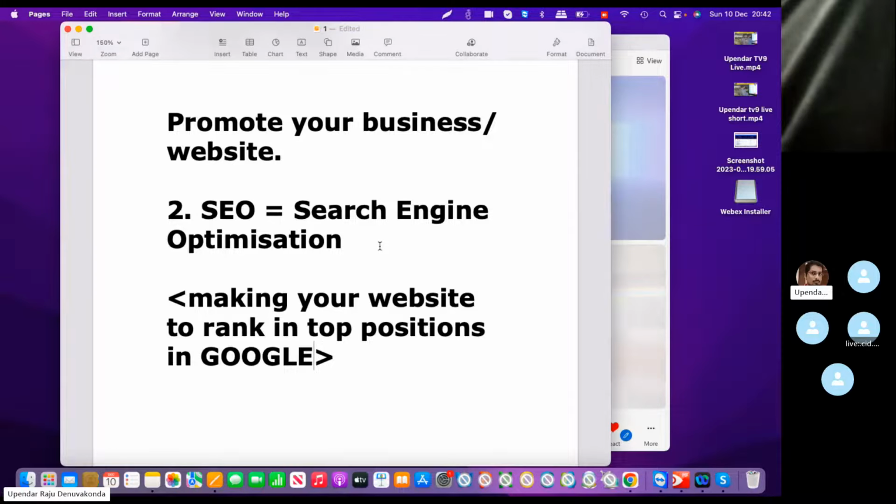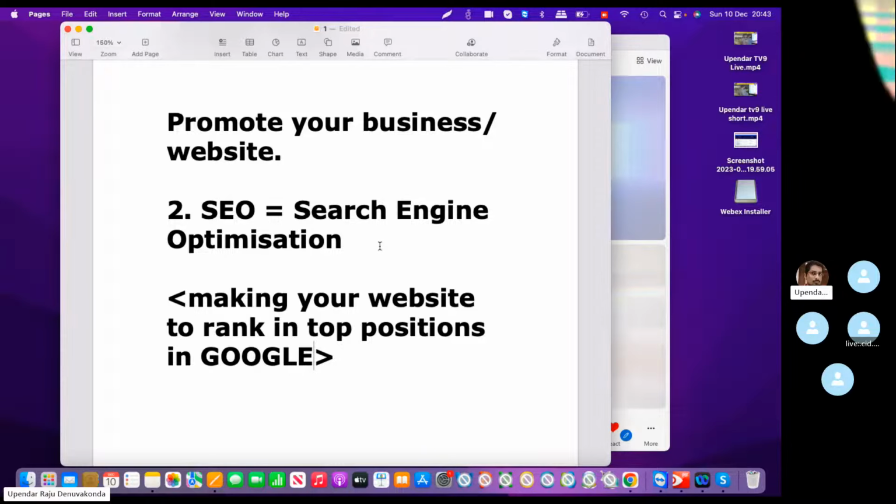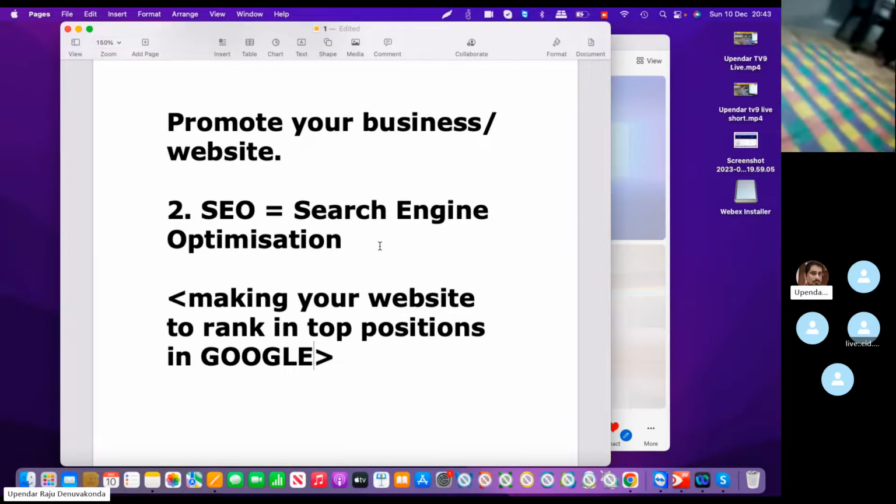SEO stands for search engine optimization. If somebody goes to Google looking for the best hospital in Hyderabad, the best restaurant in Hyderabad, or the best real estate company in Hyderabad, you have to keep your website ranking in the top position so that people can start visiting your website. When more people are visiting your website, what happens? You get more customers, and more customers give you more revenue and more profit.